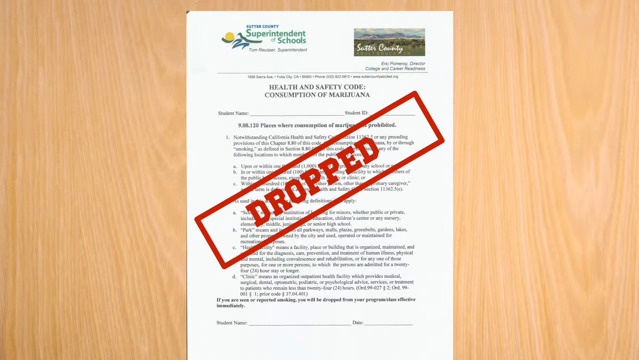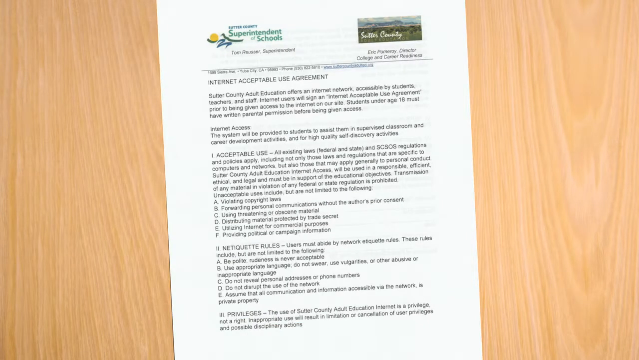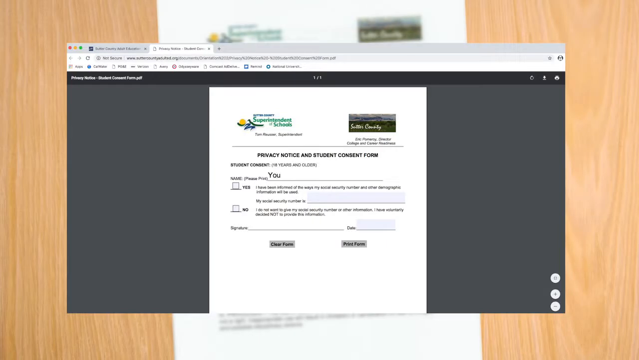To avoid awkward situations, students are advised to not wear contaminated clothing to school. By signing this form, you understand that if you are seen or reported smoking on or near school property, you will be dropped from your program or class effective immediately. This is the Internet Acceptable Use form. Please use a pen for this form, or if you are doing this registration from home, you will only need to fill in the blanks, print the document, and then sign with a pen.